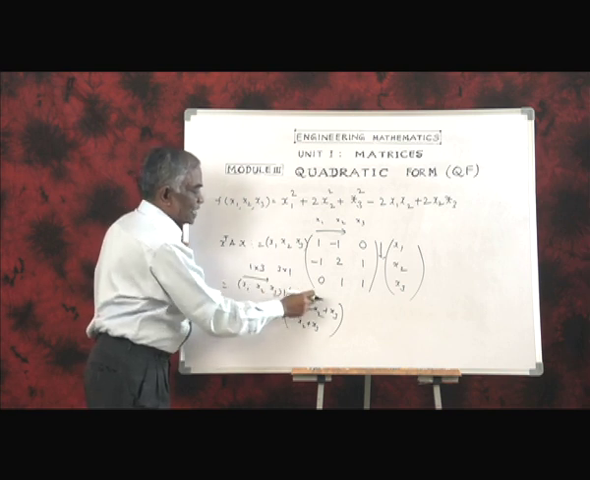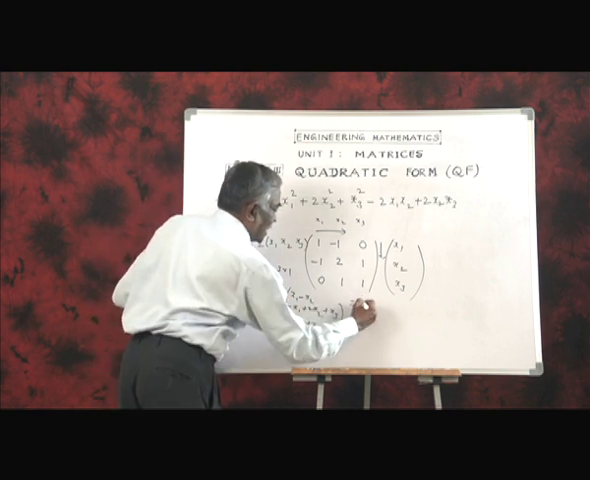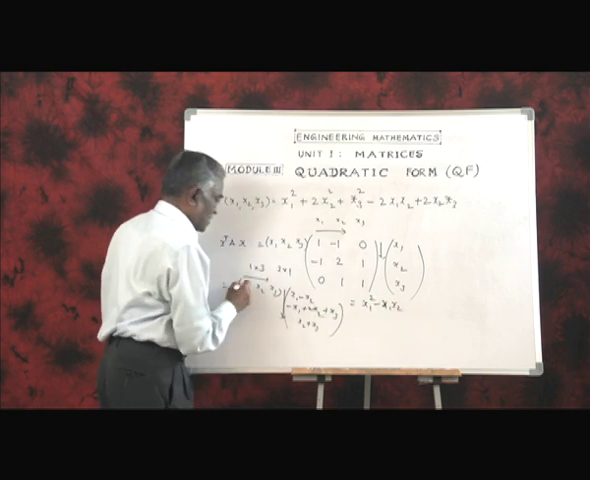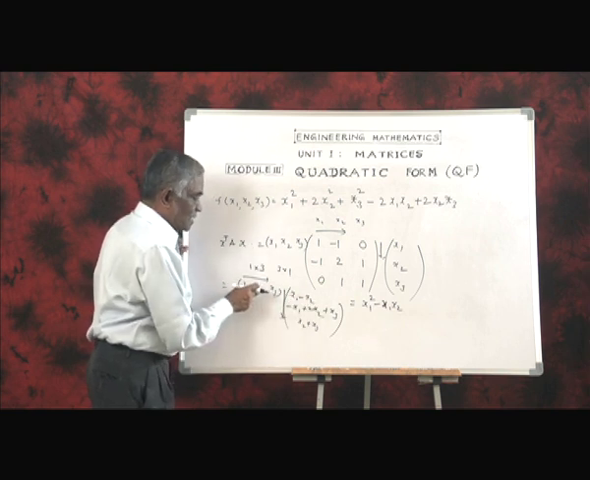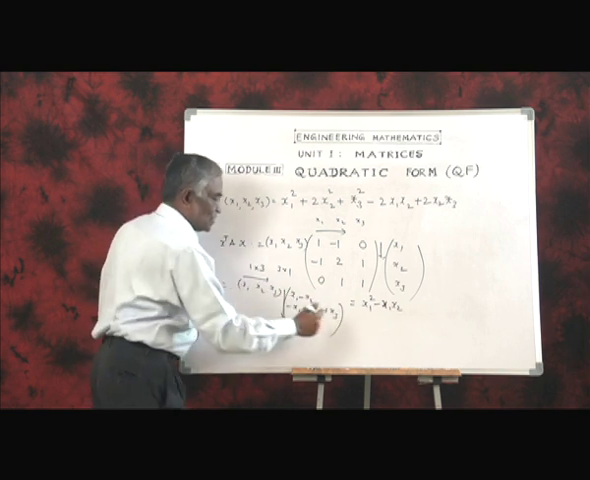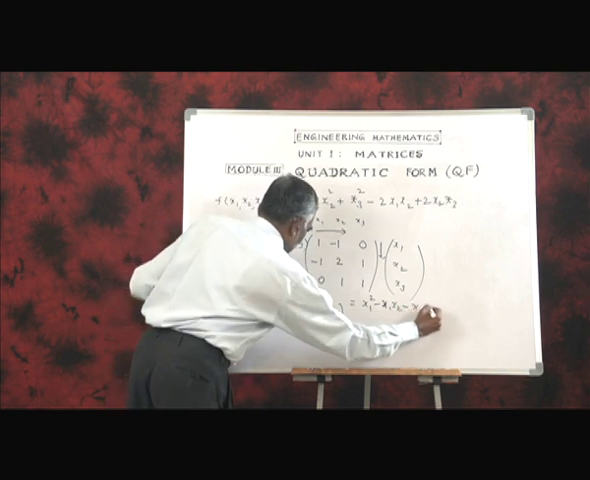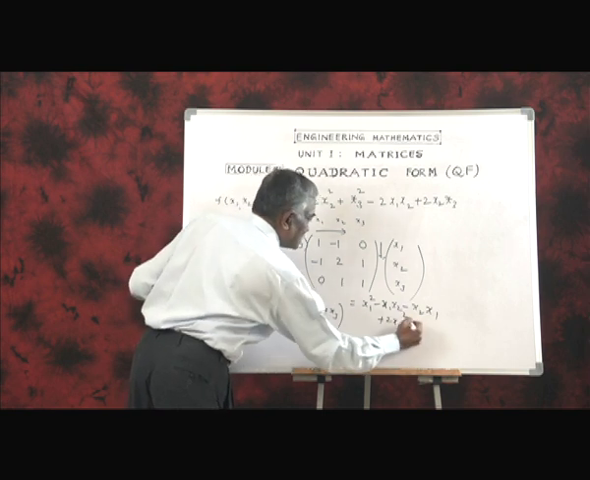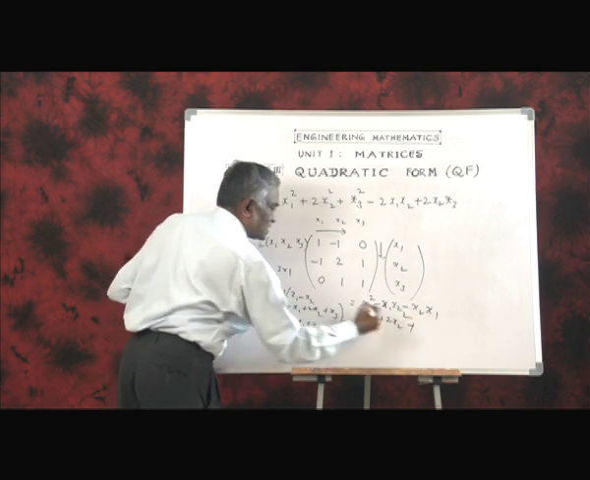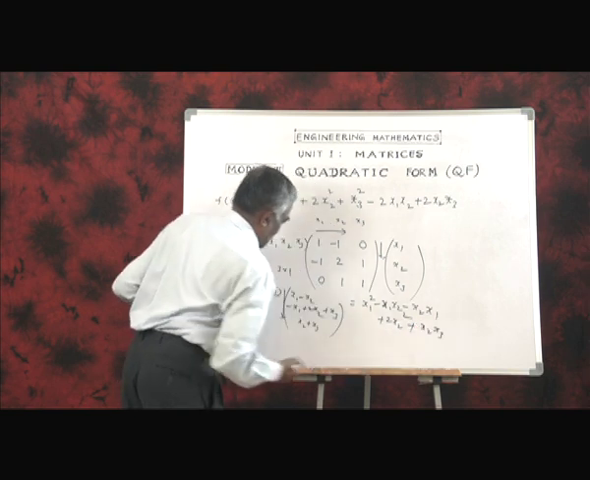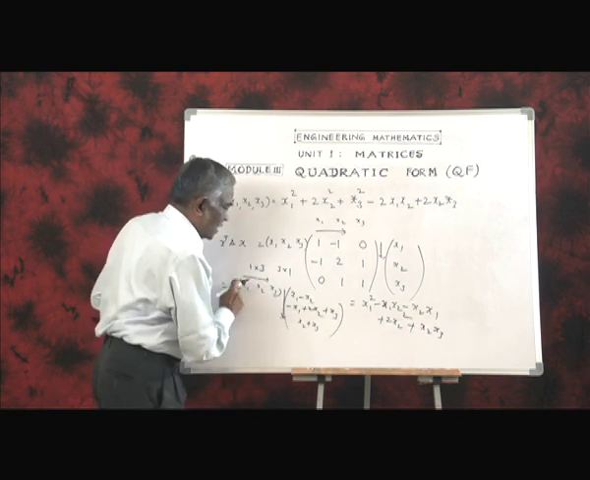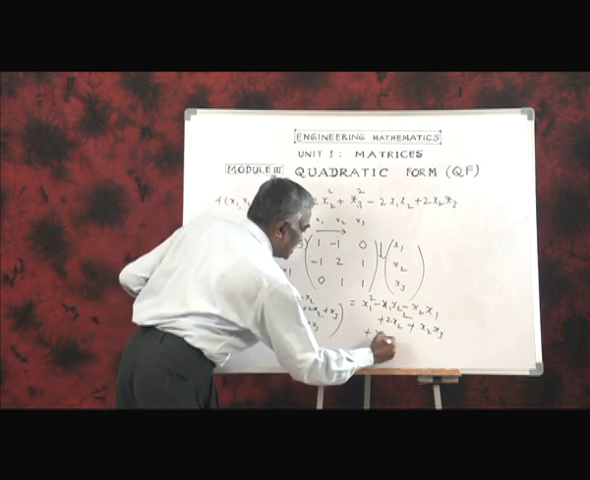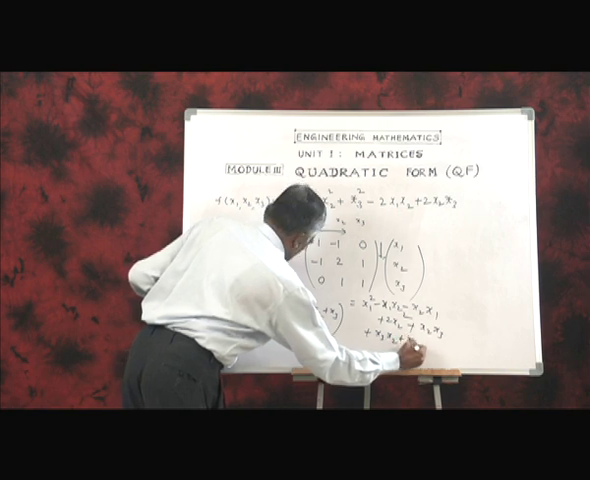So, x1 into x1 minus x2. On expansion, what you will have? x1 square minus x1 x2. Just check, x1 into this. Then plus x2 into this. So, minus x2 x1 plus 2x2 square plus you will have x2 into x3, that is equal to x2 x3. And finally, you have to multiply this into this, we have multiplied. Finally, x3 into this, that is equal to another x3 x2 plus x3 square.